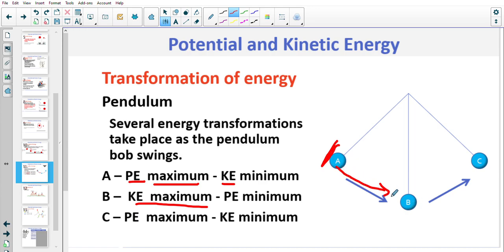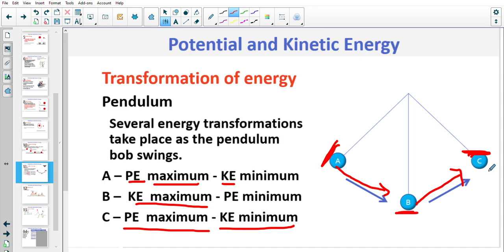energy is increasing, potential is decreasing. When it gets to that very bottom point, that is when the kinetic is at its maximum, the potential is at its minimum. But as it starts to rise again, what's it doing? It's gaining potential energy. When it reaches point C, it's once again stopped up here. It has its maximum potential and it has its minimum kinetic.